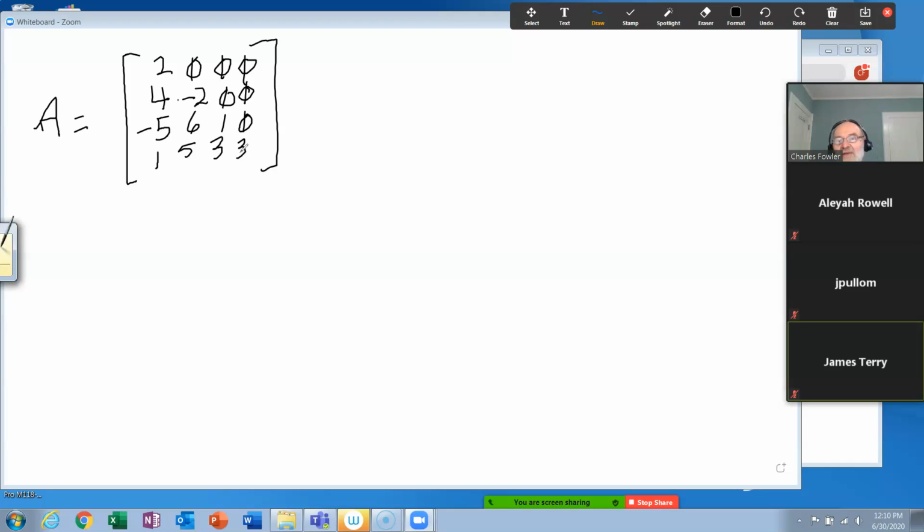So if I ever ask you which you'd rather do, find the determinant of a 3 by 3 or a 4 by 4, what would you normally say? 3 by 3. But if you're ever asked that question, then turn around and say, what kind of matrix is the 4 by 4? Is it triangular? Because if it's triangular, it's easier than a non-triangular 3 by 3.